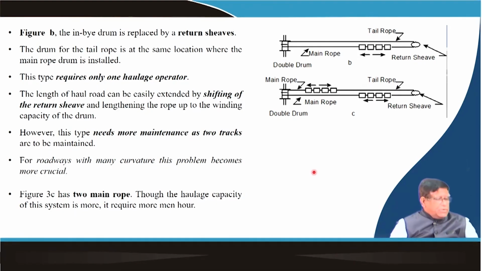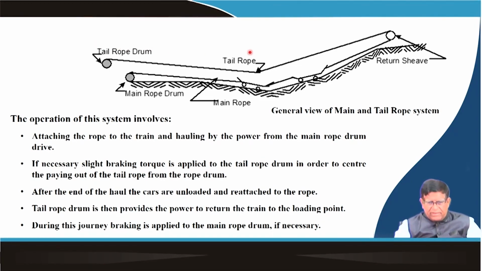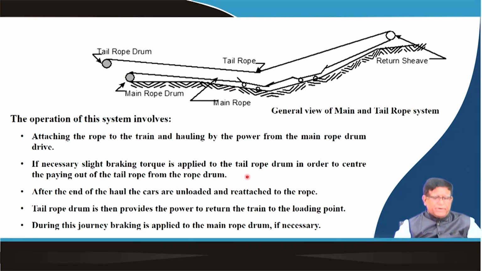So, you can arrange the main and tail rope in a different way. In the underground mine, you can think that this is inside the mine. The tail rope drum is connected over here, the main rope drum is connected over here, then the tail rope will be going, and these cars are connected over here. This is the way things will happen.